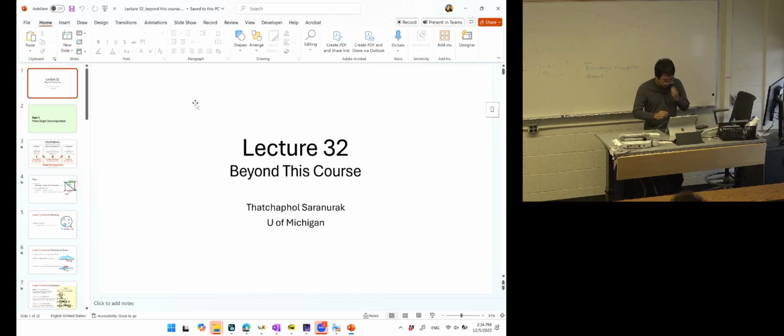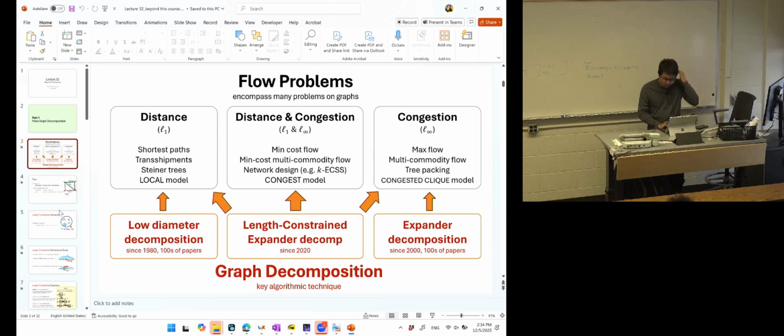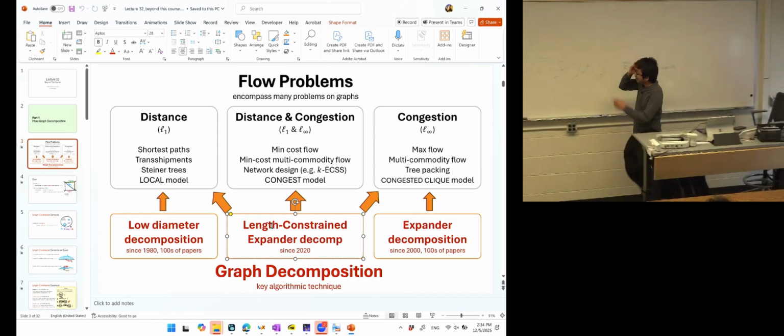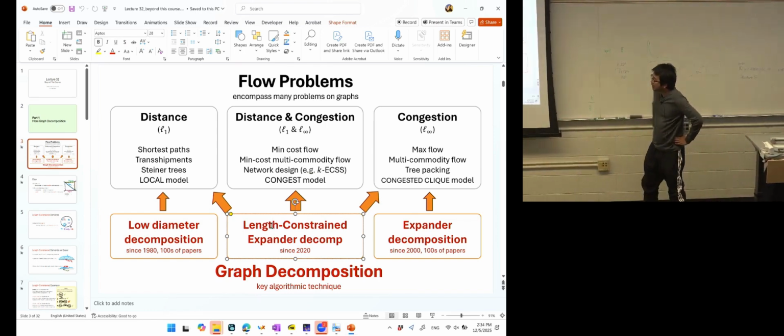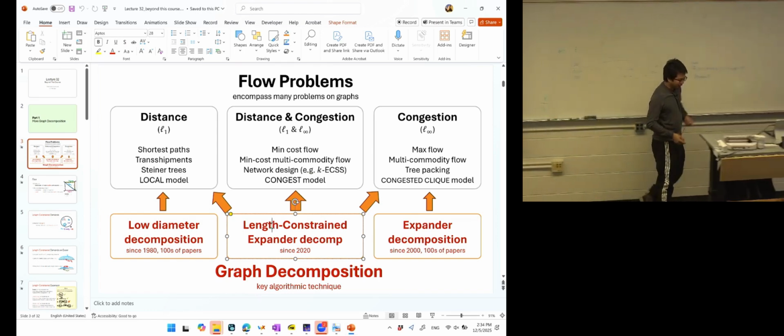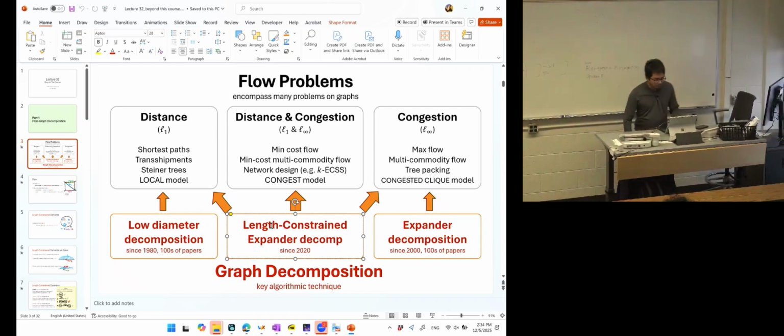So yesterday I discussed a bit about what's beyond this course, and we saw at least the definition of length constraint expander decomposition. If you are interested, you can have a look for more. There is a web page that gives some tutorial on these topics.